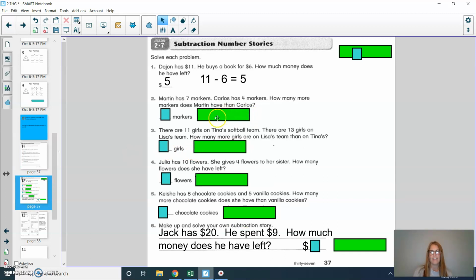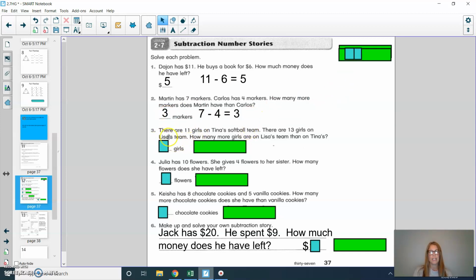All right, if you're ready, we will start talking about our answers. So for question 2, Martin has 7 markers, Carlos has 4 markers. How many more markers does Martin have than Carlos? My number model, I did 7 minus 4 equals 3. So my answer is 3 markers.